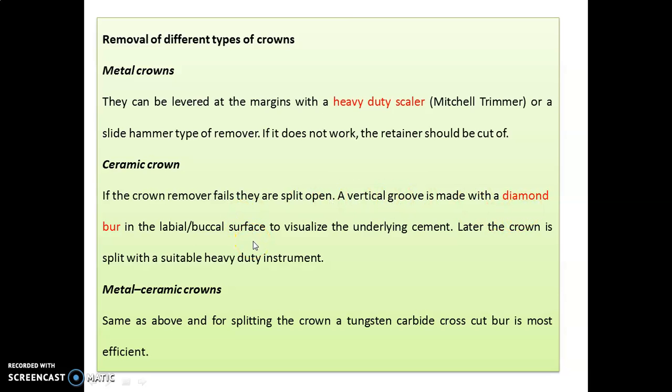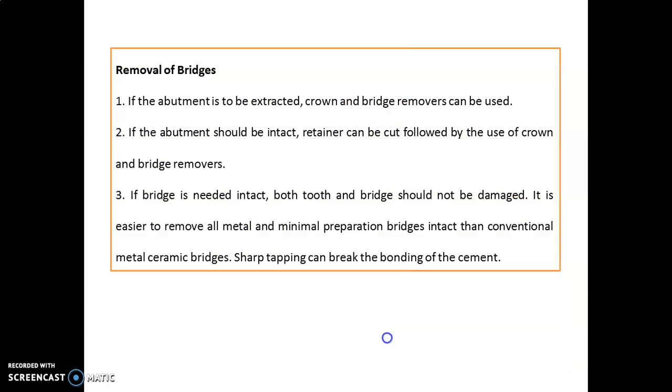Maybe you can put a vertical groove in the labial or buccal surface. Later the crown is split with a suitable heavy duty instrument. In case of metal ceramic crown, the same is done as you go for ceramic crown. Then you have to split the crown with the help of tungsten carbide cross cut burr, which is most efficient in removing metal ceramic crowns.